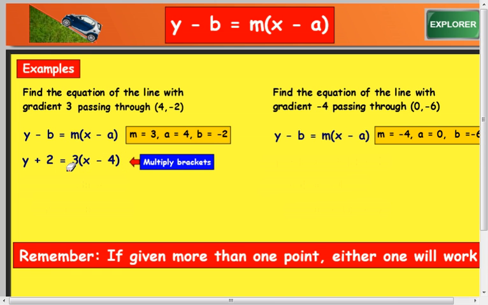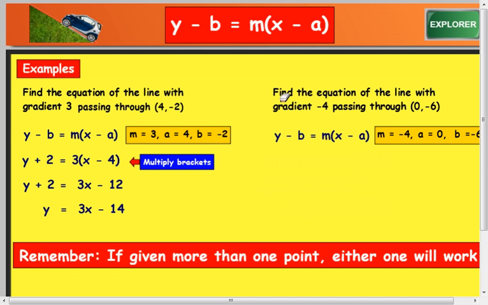Okay, to sort all this out, times out the bracket first. So 3 times x and 3 times minus 4. That gives you 3x take away 12. And then to get y on its own, you subtract 2 from both sides. So take away 2 here, you're just going to get y. And take away 2 from negative 12, you get minus 14.